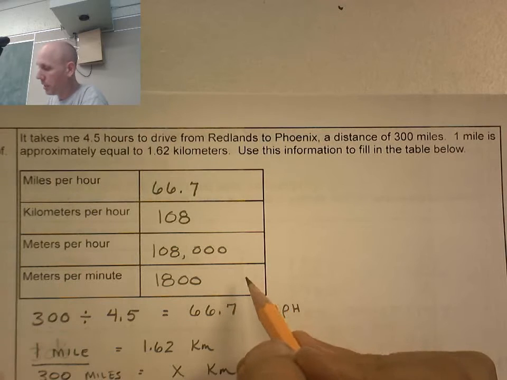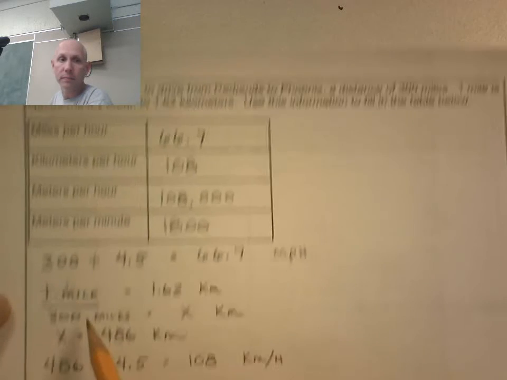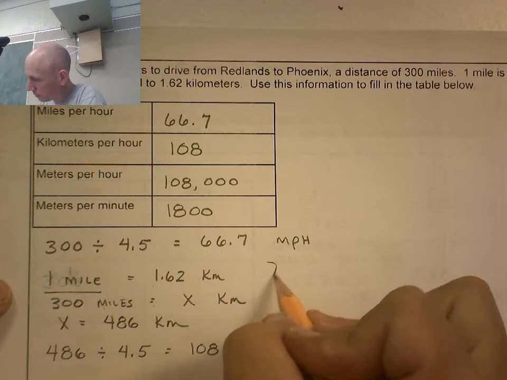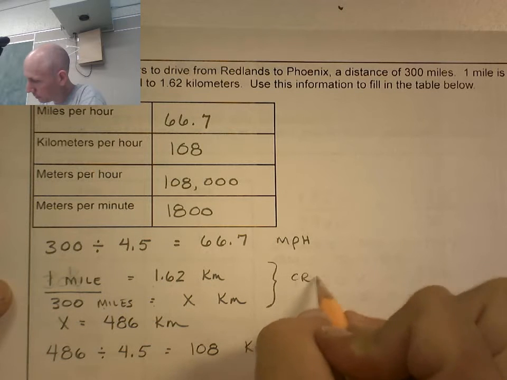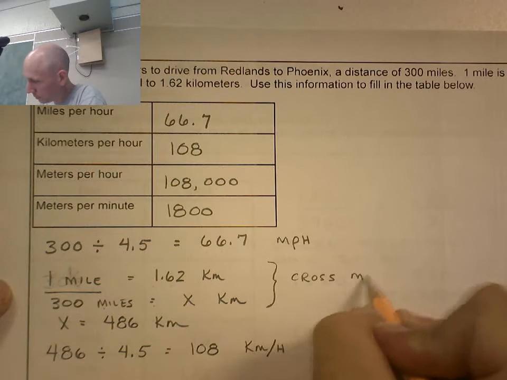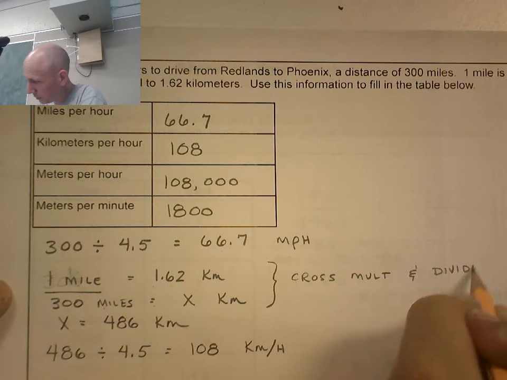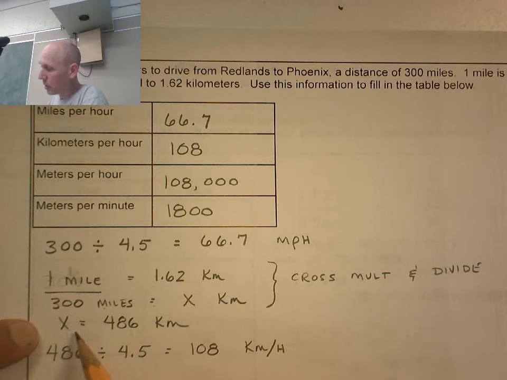Kilometers per hour. Okay. Well, let's take those miles and convert them into kilometers. So 1 mile is 1.62 kilometers. So 300 miles equals x kilometers. Cross, multiply, and divide. So here it is in kilometers. 486 kilometers divided by hours gives me 108 kilometers per hour.